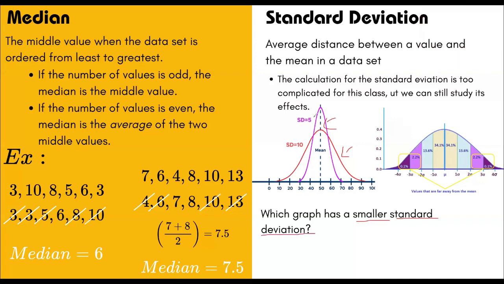From the purple one and the red one. The purple one and the red one. The red one. Now, why would it have a smaller standard deviation?